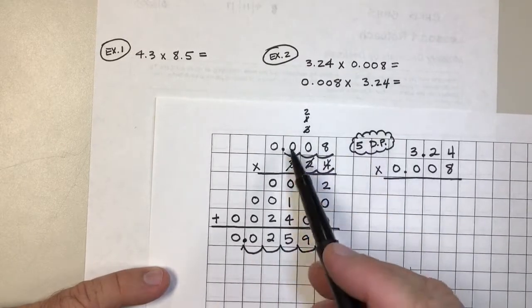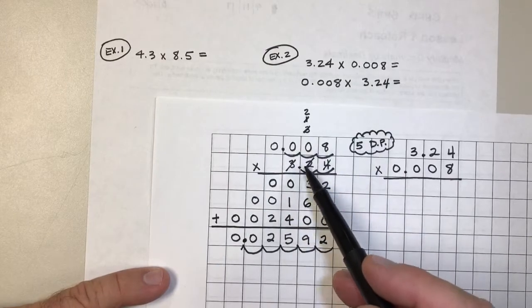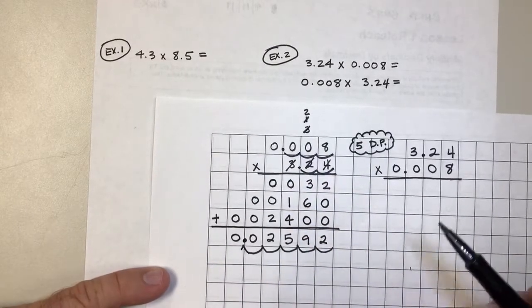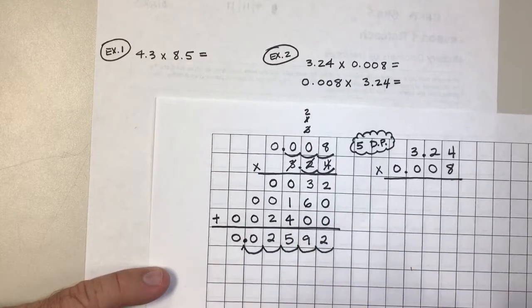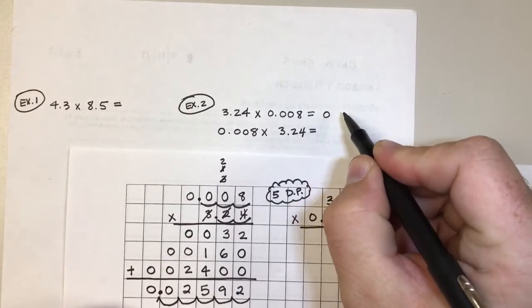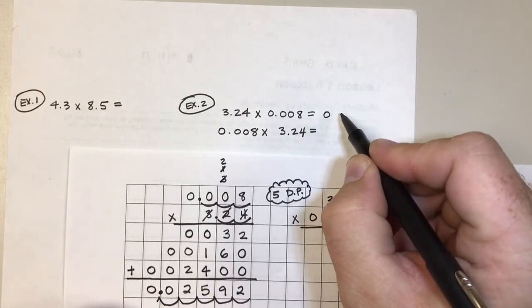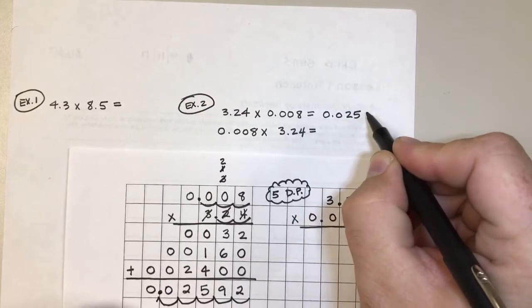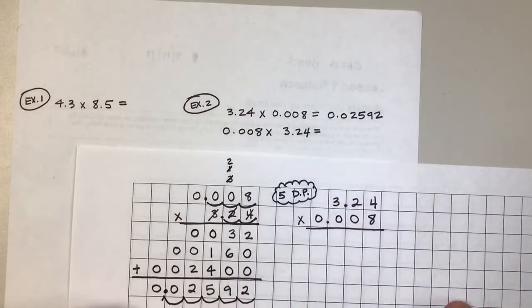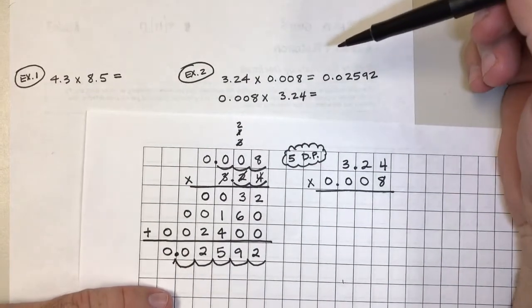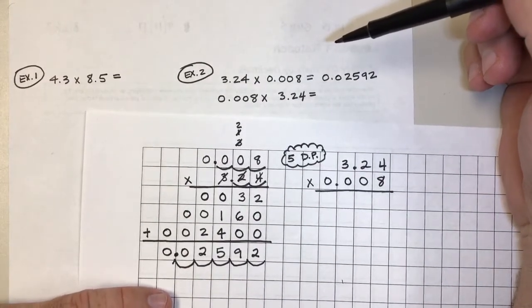So we treated this like 8 times 324 because we moved those over and then we put them back for our official answer. So to answer that question, we now know that 3.24 times 0.008 is 0.02592.